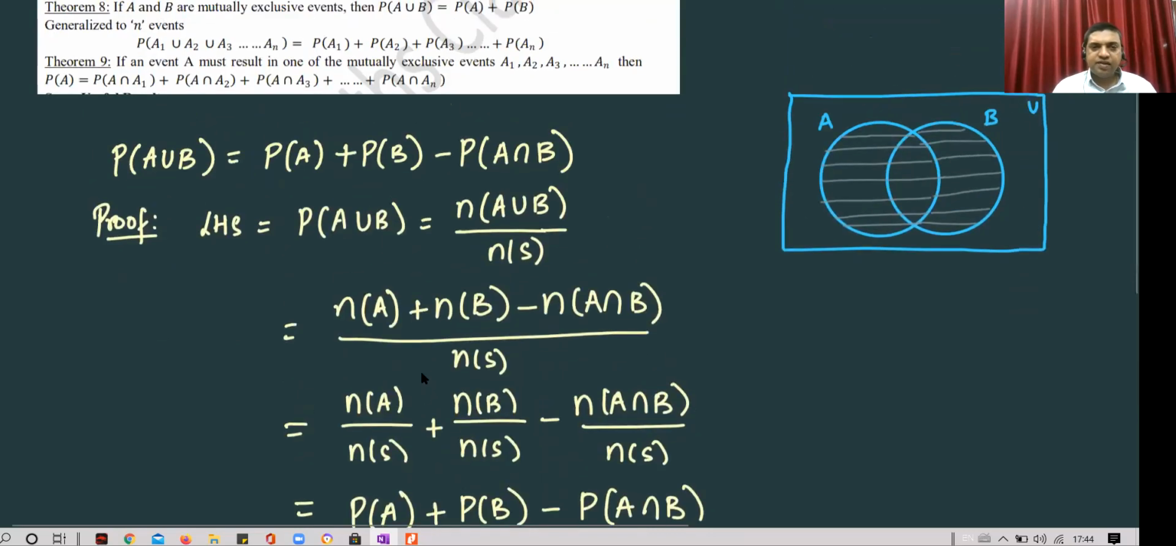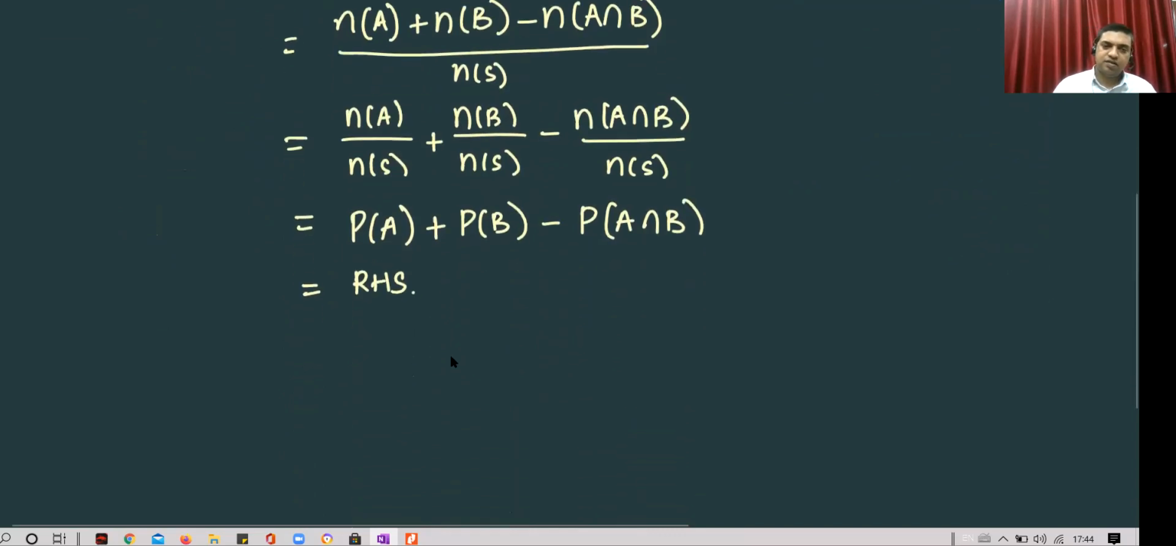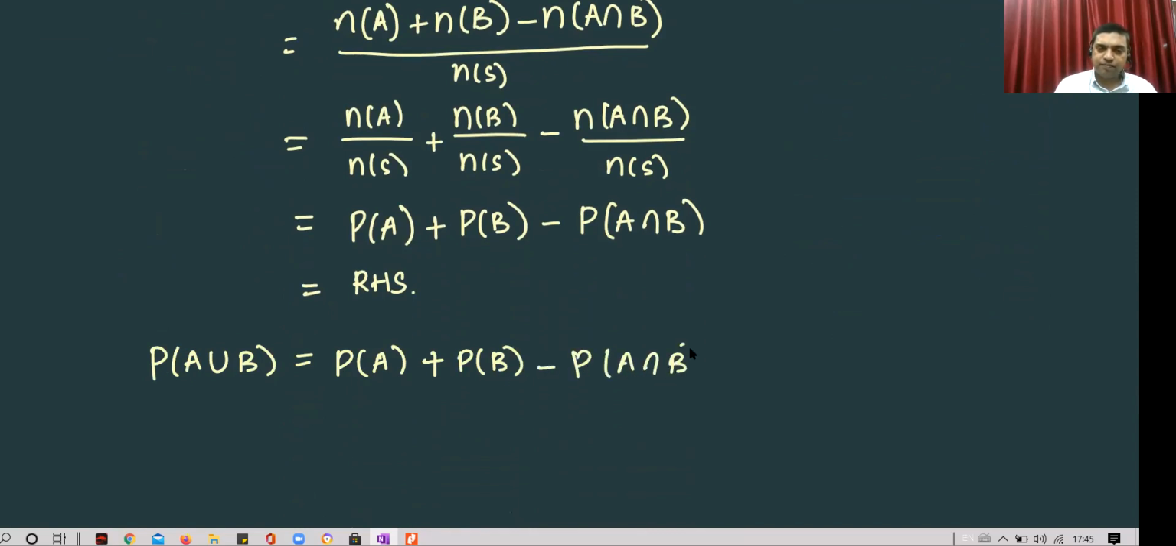So this is the result: P of A union B is equal to P of A plus P of B minus P of A intersection B.